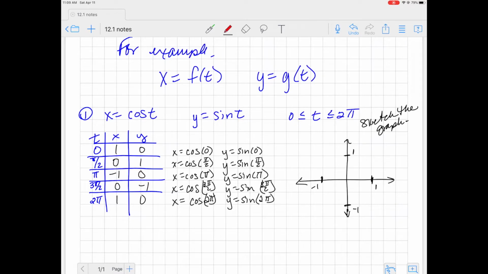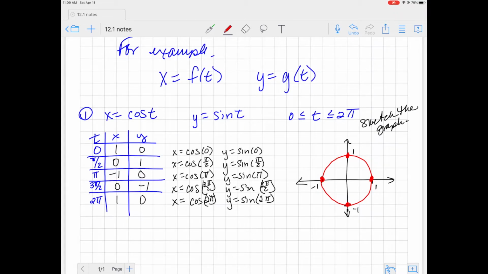I'm going to go red just so we can see it. So I have the point (1, 0). And then I have the point (0, 1). I have the point (-1, 0), (0, -1), and then back here to (1, 0). All right. So, hey, not too shabby, right?